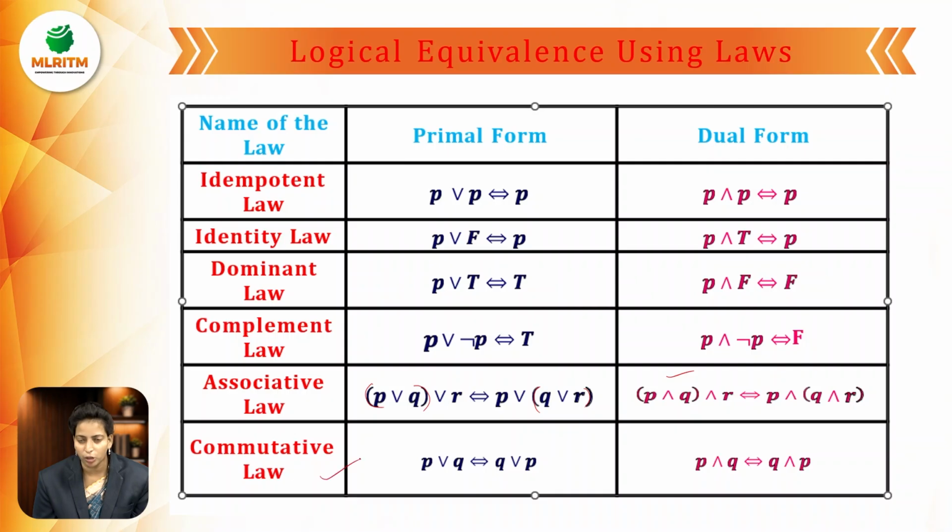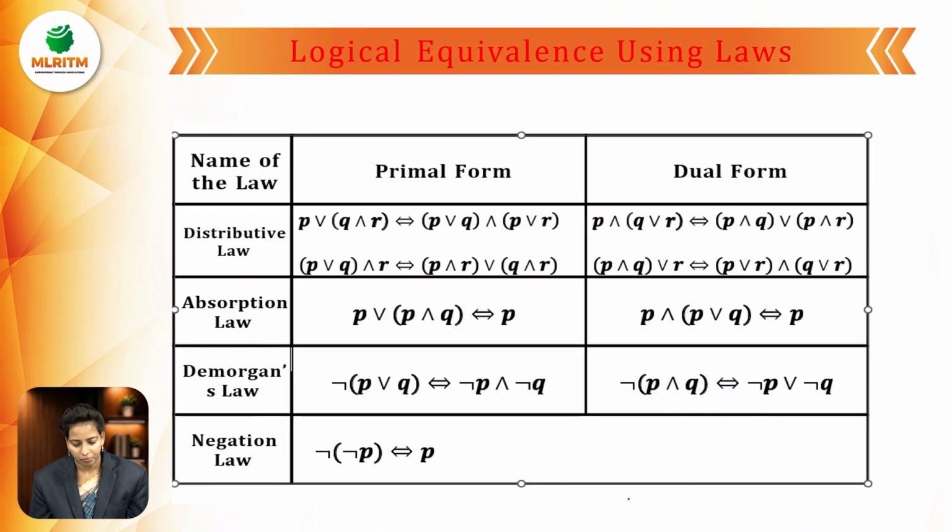Okay. Next, the commutative law says P or Q is equivalent to Q or P, and P and Q is equivalent to Q and P. Okay. Next, the distributive law. Each and every symbol is associated with three variables.